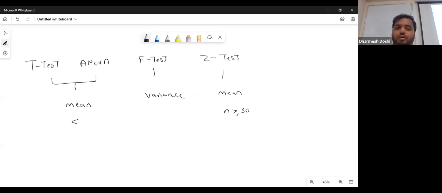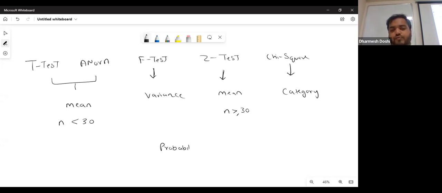Over here, then we have chi-square test. When to use chi-square? Data category, simple way. Really clear. T test, F test, Z test clear for you guys. We cover all 5, plus we also cover probability.